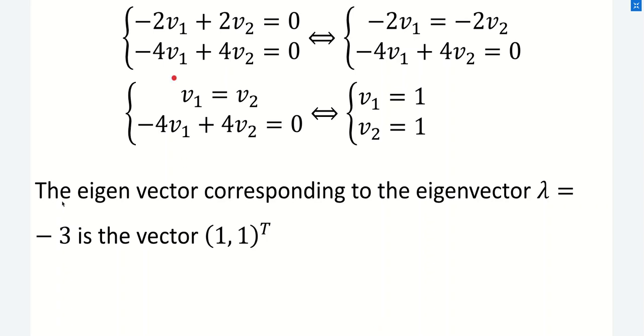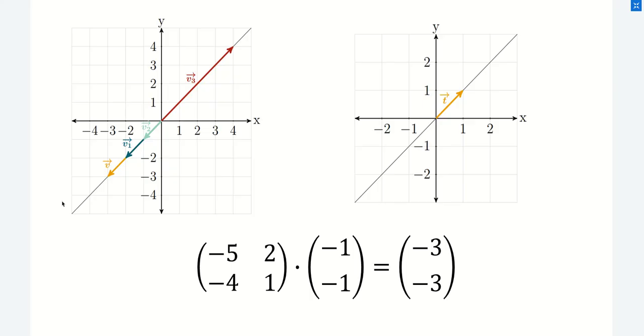So we do the multiplication and we will get this thing out. Now, if you look, V1 is equal to V2, so if V1 is 1, then V2 also will be 1. So when we have the eigenvalue which is -3, its eigenvector is (1, 1).